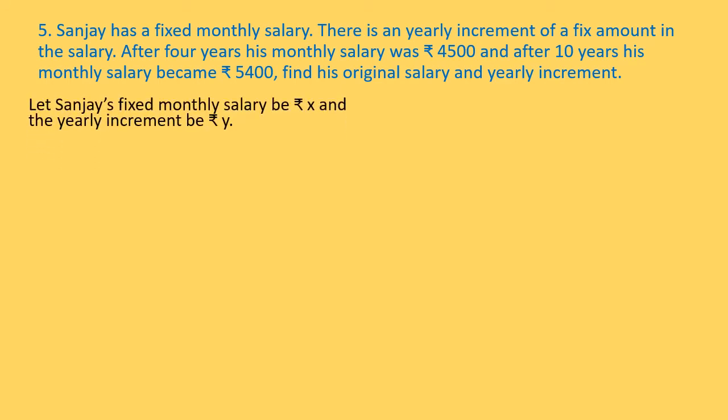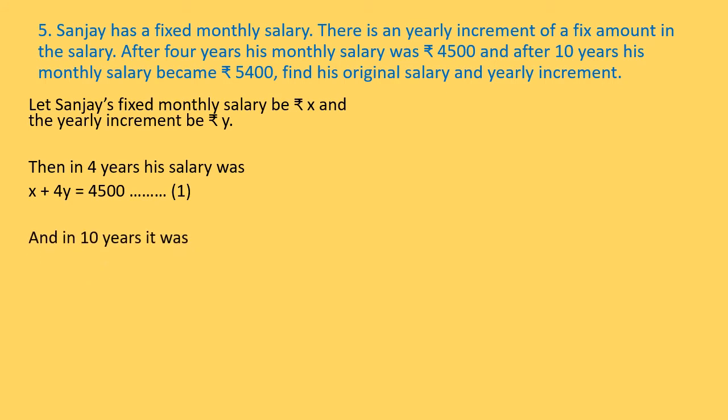So we say let Sanjay's fixed monthly salary be X and yearly increment be Y. In 4 years, that is the first condition given to us, his monthly salary is fixed, so X will be the same. But what will be different? He will get 4 increments. So X plus 4Y is equal to 4500. Similarly, in 10 years, it will be X plus 10Y is equal to 5400.